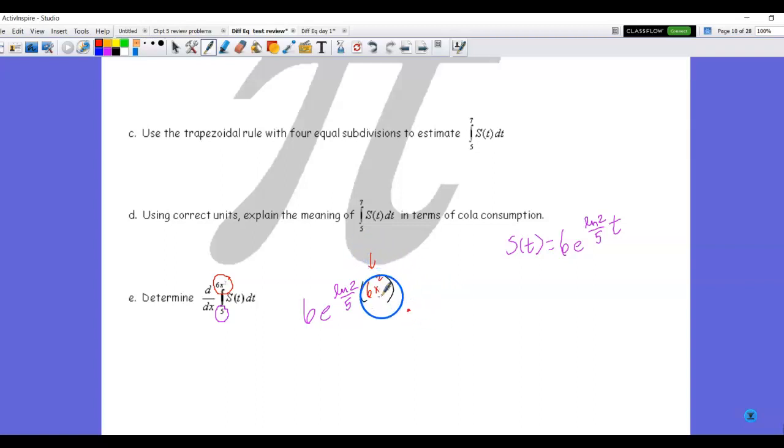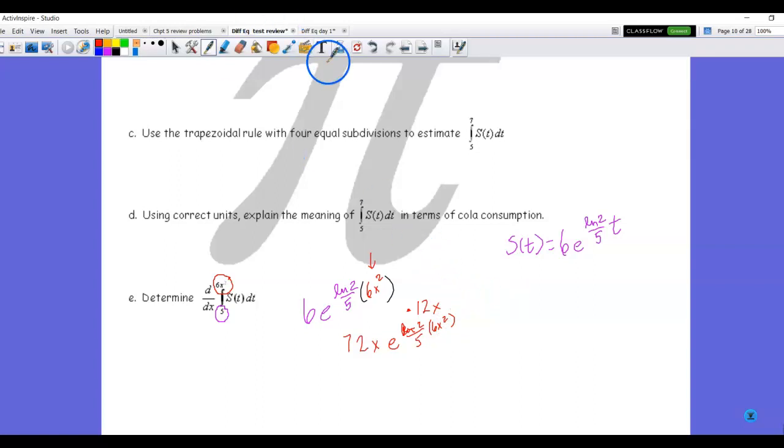The new function is 6x squared, and the derivative of 6x squared is 12x. So we can multiply 6 times 12 and get 72x e to the ln of 2 over 5 times 6x squared.